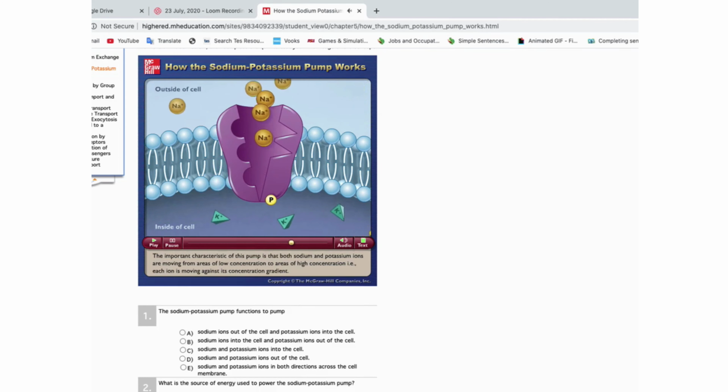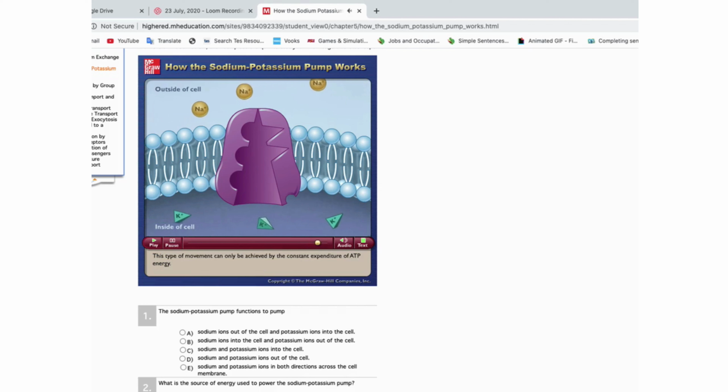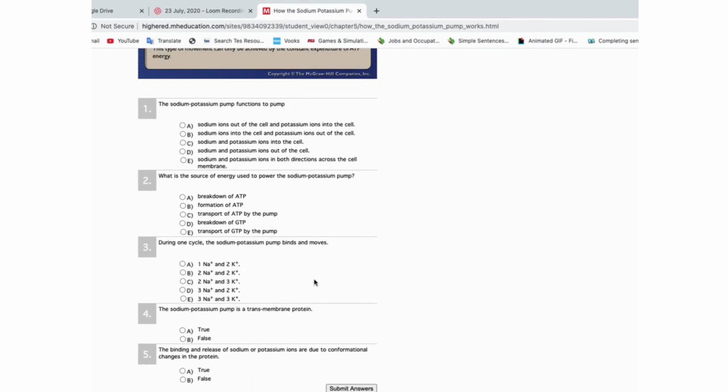The important characteristic of this pump is that both sodium and potassium ions are moving from areas of low concentration to areas of high concentration. That is to say, each ion is moving against its concentration gradient. This type of movement can only be achieved by the constant expenditure of ATP energy. Alright, that's how we see the sodium-potassium pumps actually work in active transport, and there are the questions that we're going to answer.